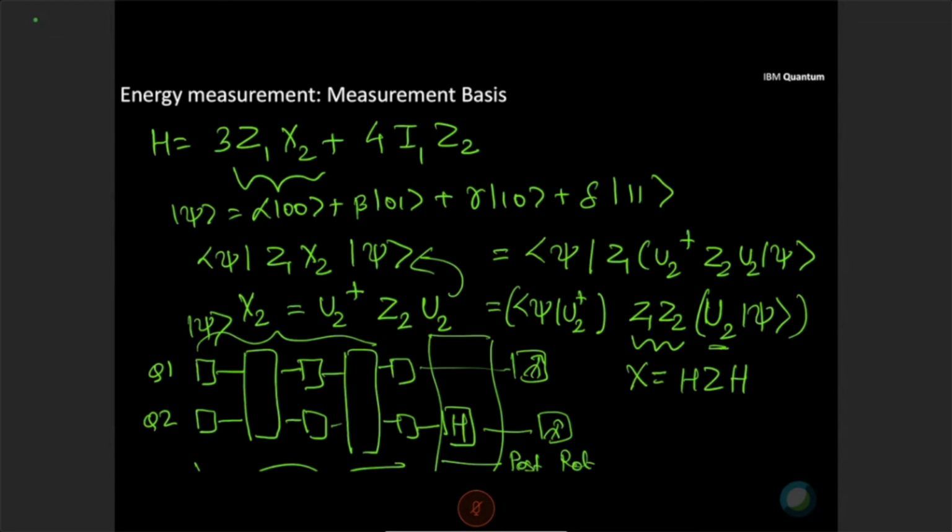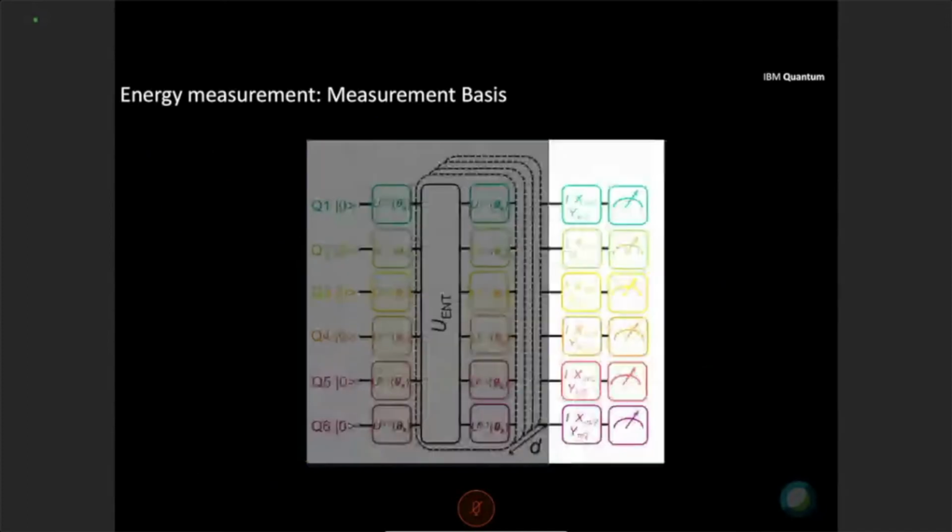So if you had non-Z terms, if you had an X or a Y, you basically need to have some post rotations after your state preparation circuit. Okay, so that's what I'm showing in this step right there.